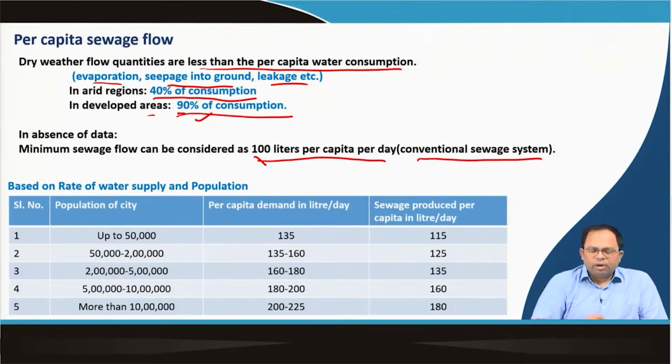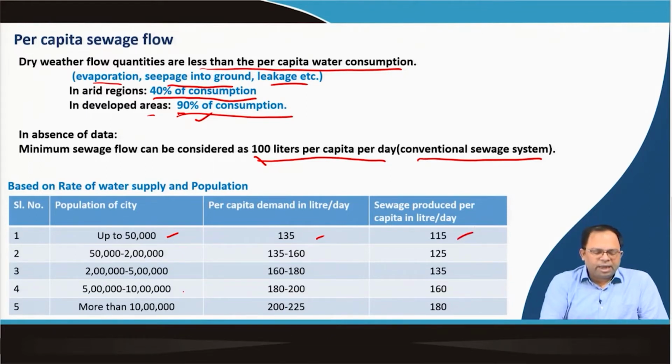So, this is what we can start with, but again we can have some thumb rules or some tables for that. Based on the rate of water supply and population, for a city population of up to 550,000, where per capita demand is around 135 liters, we can say safely that the sewage generated would be something around 115 liters per capita per day.